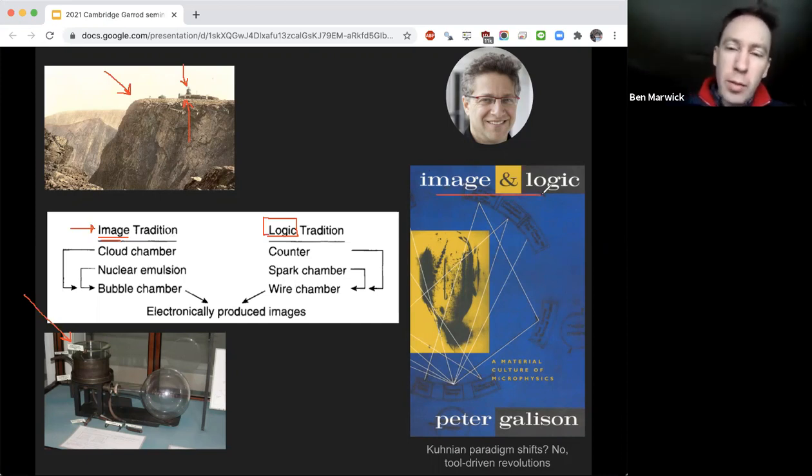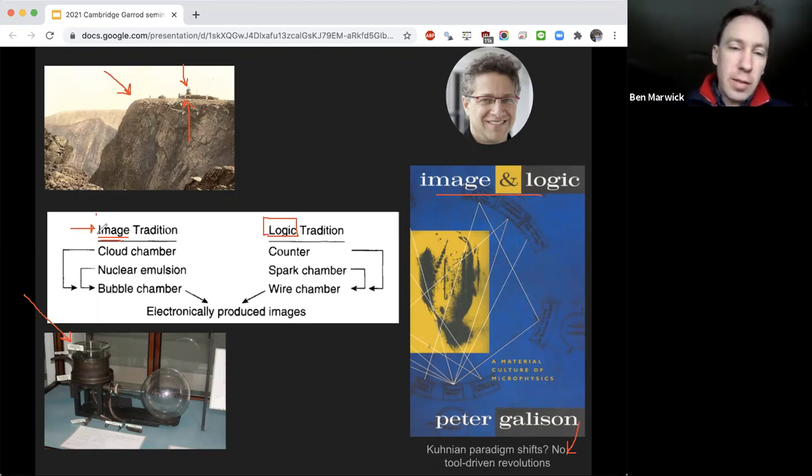And what Galison says is, okay, so you have Kuhn and the paradigm shift, and this idea that sets of ideas get swept away by new sets of ideas that are completely incompatible with the old ones, like the Earth at the center of the universe and the sun at the center of the universe. Peter Galison says no, it's not so much about this paradigm, it's more about the tools that people are using that drive revolutions in thinking.